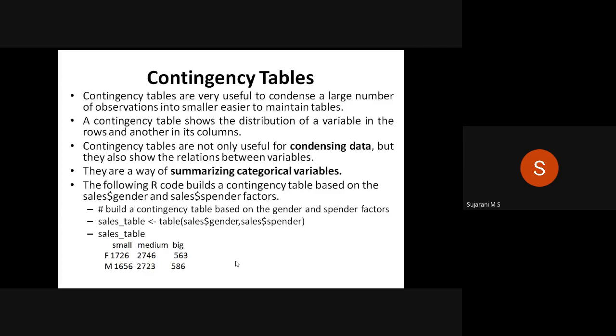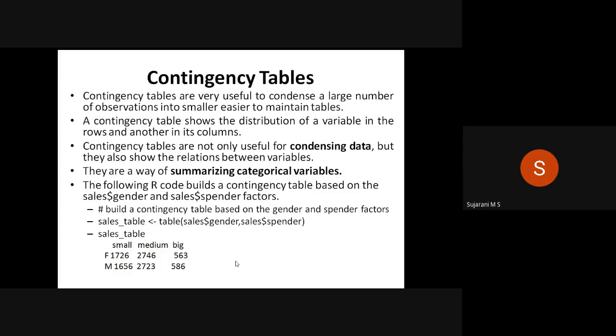So for that, we are using code like this: a sales table object equal to table of sales$gender, comma, sales$spender. That means it creates a small table based on gender and spender factor. Suppose we are printing that table, it looks like this: female and male with the spender factor small, medium, big, and how many counts are in each.